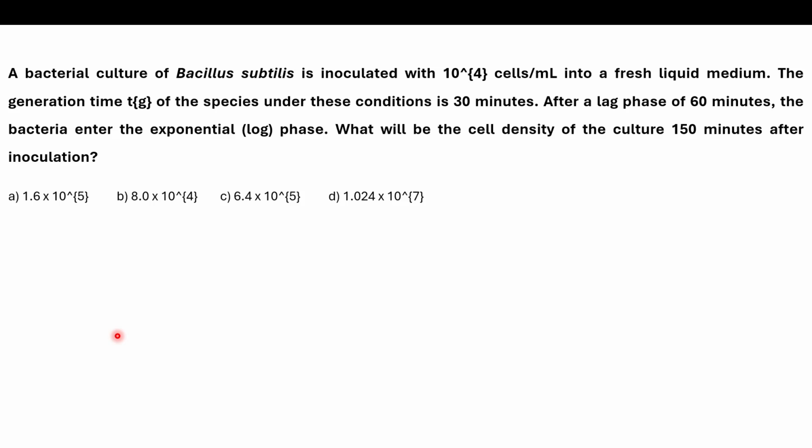Now, a bacterial cell culture is inoculated with 10 to the power 4 cells per ml into a fresh liquid medium. The generation time of the species is 30 minutes, and after a lag phase of 60 minutes, the bacteria enter the exponential or log phase. So what will be the cell density of the culture 150 minutes after inoculation?